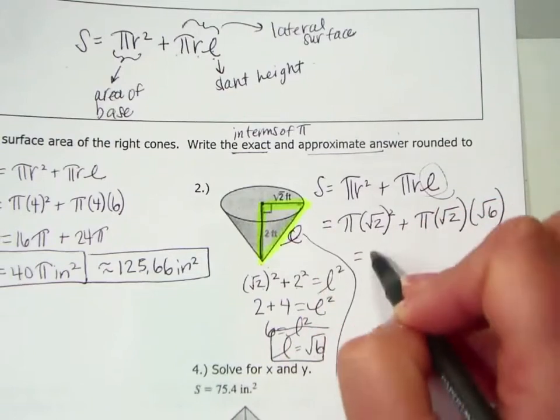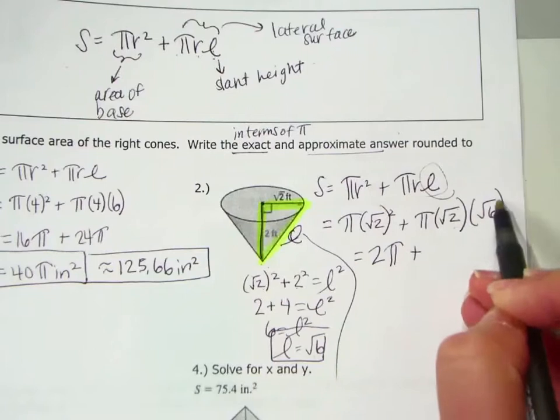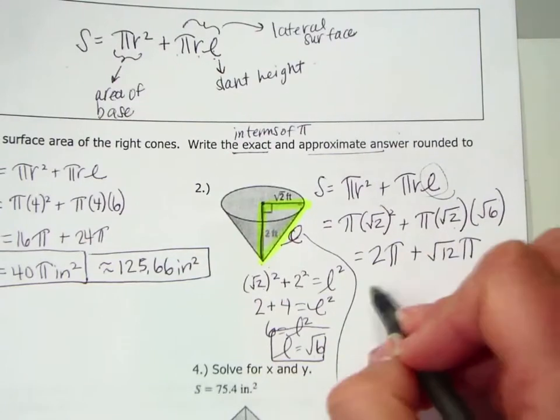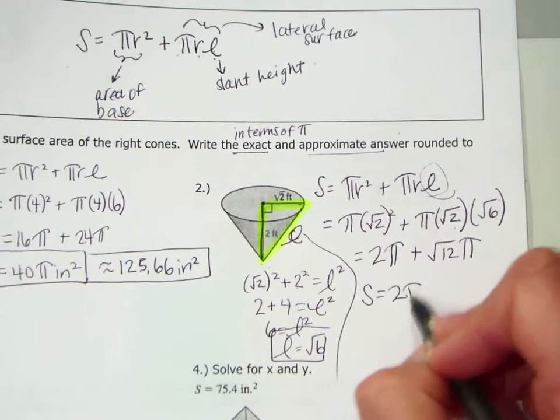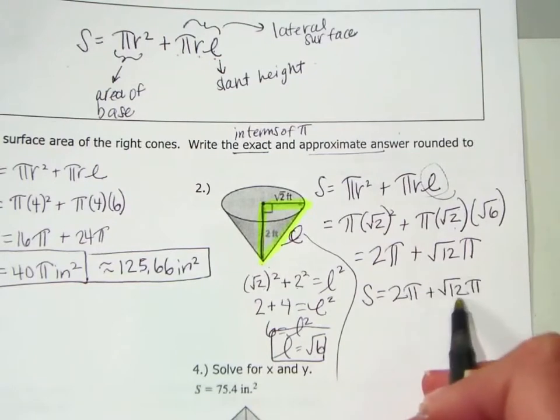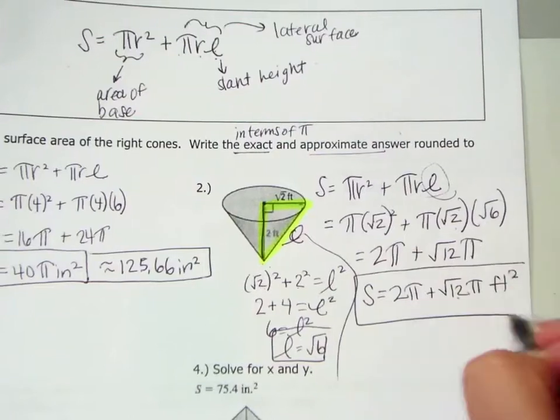So radical 2 squared is just 2, so this is 2 pi. Radical 2 times radical 6 is radical 12 pi. The exact answer is 2 pi plus radical 12 pi, because we cannot add the 2 and the radical 12, and then this would be feet squared.